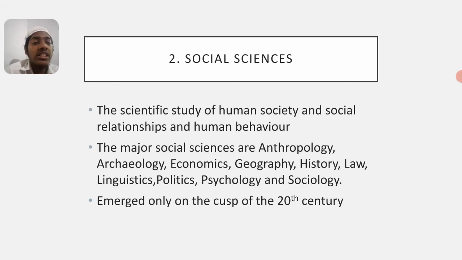The major types of social science are anthropology, archaeology, economics, geography, history, law, linguistics, politics, psychology, and sociology. This emerged only on the cusp of the 19th century. Cusp means the last time, the end of the century.